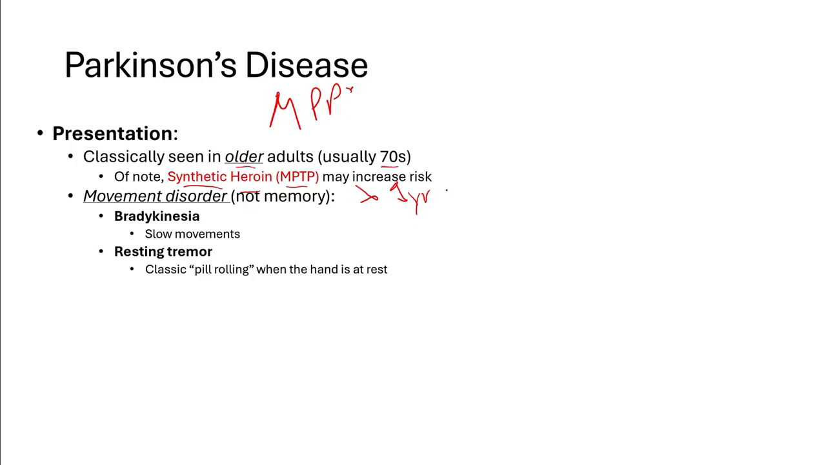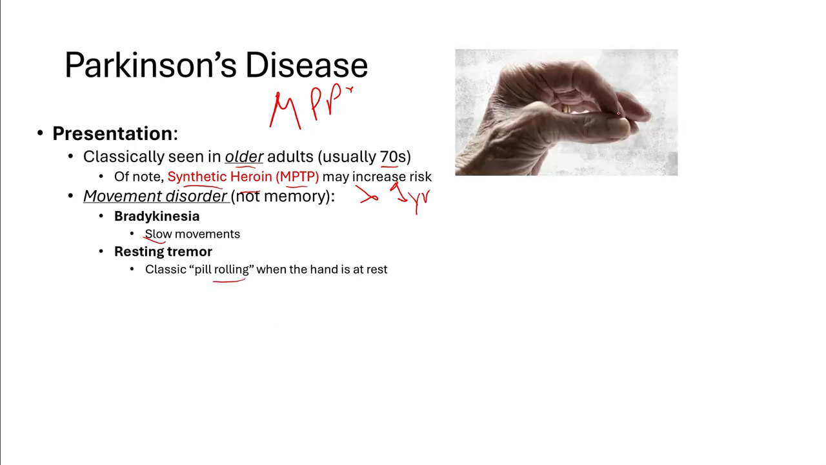The symptoms are secondary to the low dopamine. Remember, low dopamine means that we have issues with movement. We can see bradykinesia, issues with initiating movement or slow movements. Resting tremor, typically worst at rest, better with movement, and classically described as pill rolling. Imagine there was a pill between this individual's 2 fingers and they were rolling that pill back and forth. That is classic for Parkinson's disease.